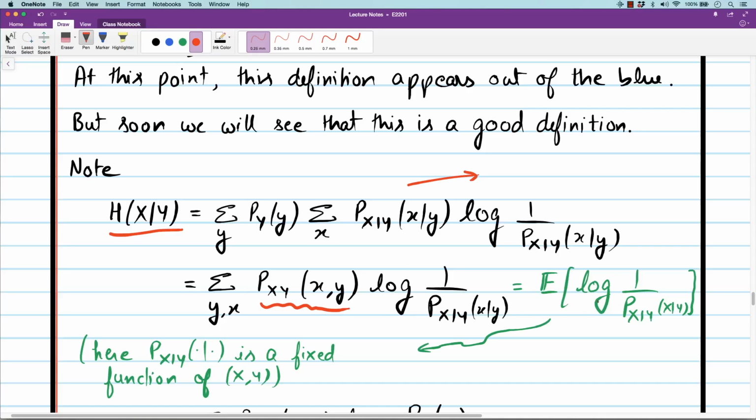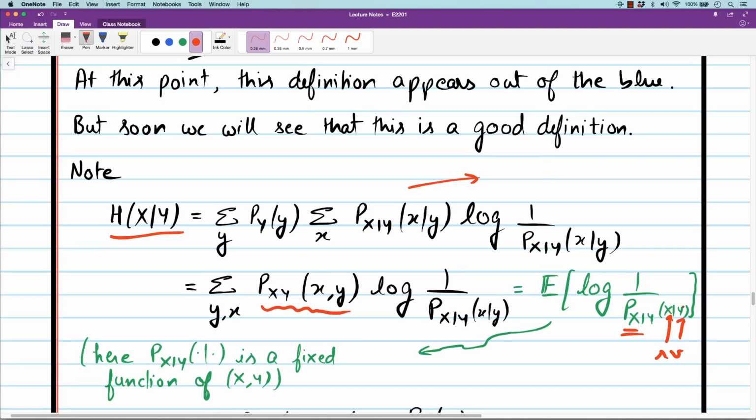So this we can just write as the expected value of log of the conditional distribution. Here we are viewing this p of xy as a fixed function, and x and y are the random variables, and the expectation is over this distribution of x and y here. Okay, so that's what this conditional entropy is. It is the expected value of log of 1 by p of x given y. Just like entropy was the expected value of log of 1 by p of x, now it's the expected value with the conditional distribution. It's an alternative expression.